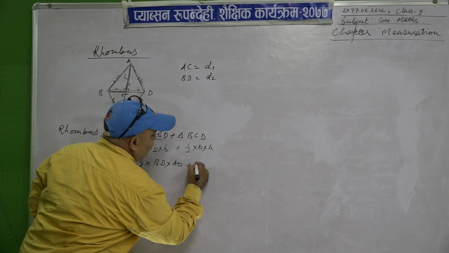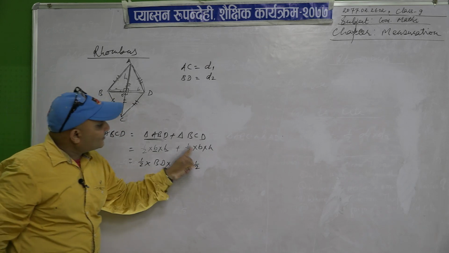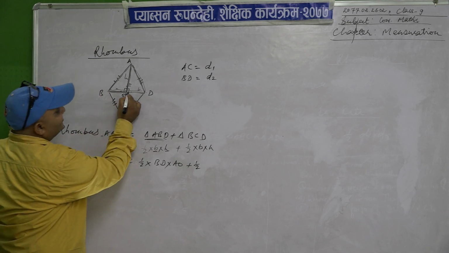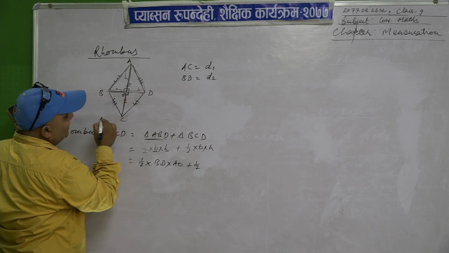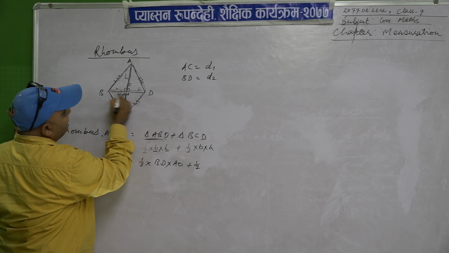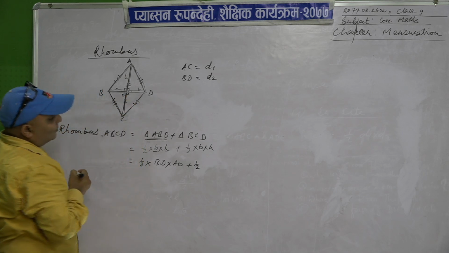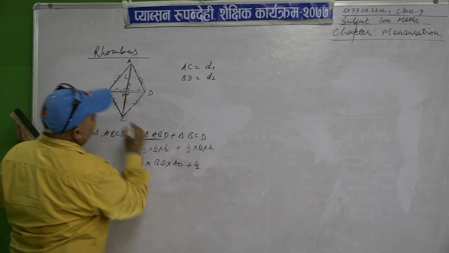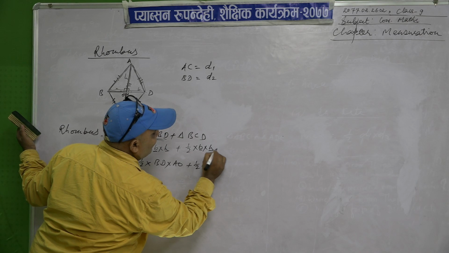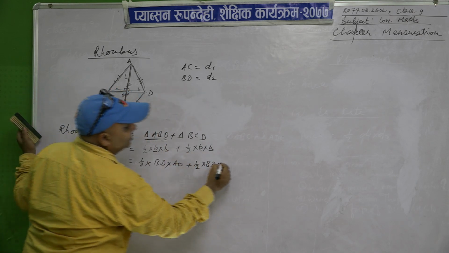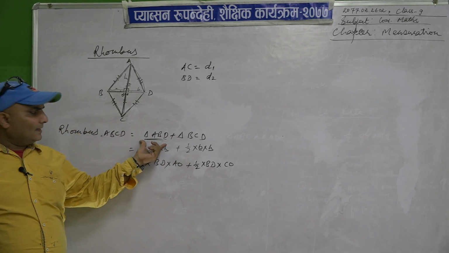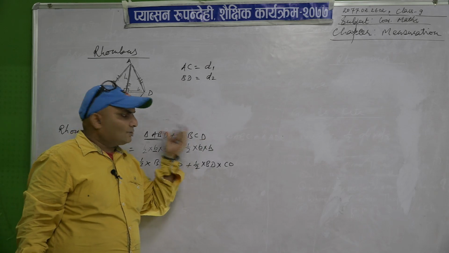Similarly, write 1 by 2 as it is. What is the base for BCD? For triangle BCD, again this is perpendicular, because this is perpendicular, this line will be the height and this line will be the base. For triangle BCD, BD is the base and OC is the height. In the place of base, we write BD, and in the place of height we write CO or OC. This gives the area of triangle ABD, and this gives the area of triangle BCD.